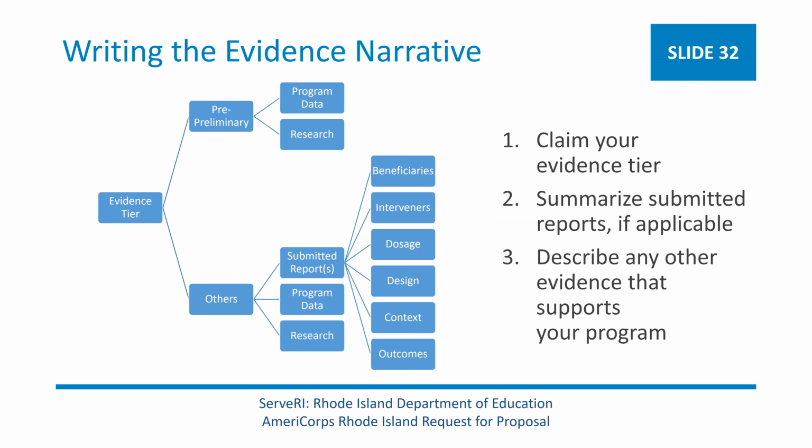And then regardless of the evidence tier you have chosen, you're going to describe other evidence that supports your program. So even if you've gone the report route and you're preliminary, moderate, or strong, you're going to then backfill that with more information, your own program data, perhaps, or research you've done. If you're pre-preliminary, you're going to go straight into talking about your own past performance and how your design is evidence-informed because of some research that you have. You have an opportunity here to demonstrate past program data. I think that's really helpful. And also research that informs your theory of change.